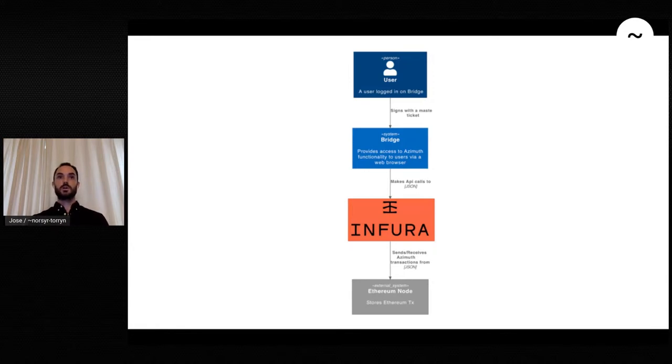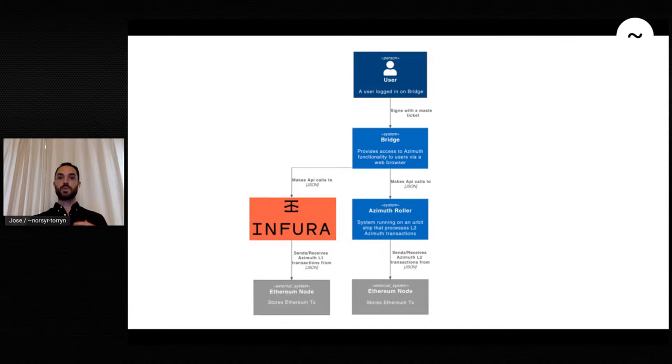The roller is something else that we have added to Bridge. As Philip was saying, if you want to remain on layer one, you can do that, and then Bridge is going to interact with the Infura node. But for every interaction with layer two, Bridge or any third-party client is going to interact with the roller. It exposes a similar API.